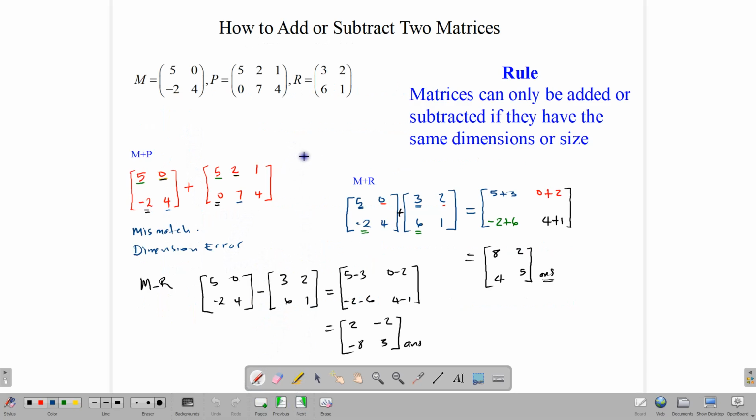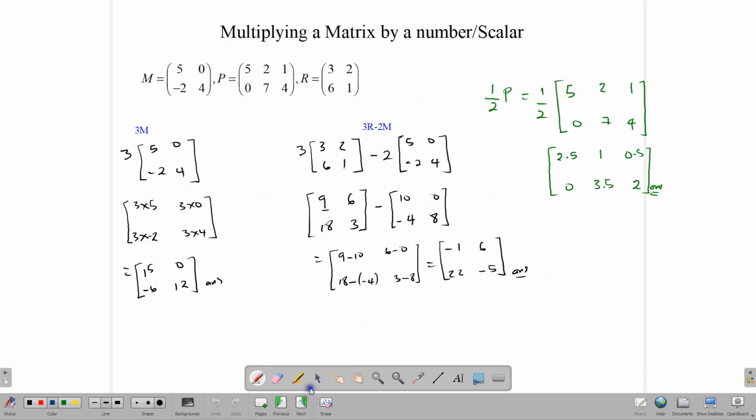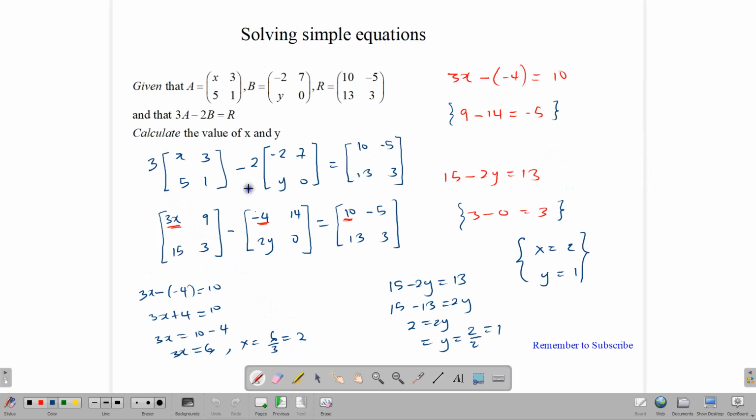We have looked at how to add two matrices. Matrices can be added or subtracted if they have the same size. So we cannot add these two because they don't have the same size, but we can add these two because they're exactly the same size. And you add matrices by adding the corresponding positions in each matrix. And we looked at how we can multiply a matrix by a scalar by simply multiplying that matrix by the number outside as if we're using the distributive law. And the final thing, we looked at how we can solve an equation using matrices by simply using the fact that we can add and subtract the positions and using scalar multiplication.